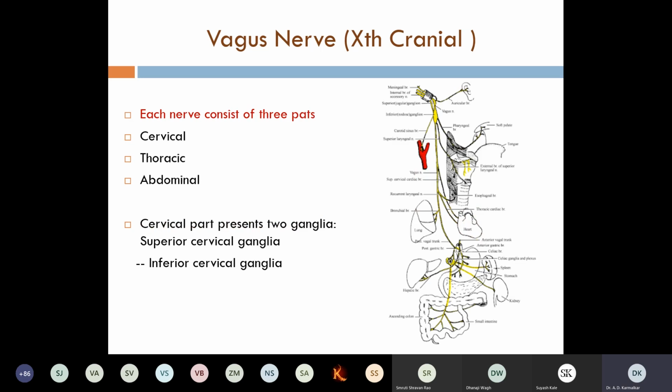Okay. So already we have seen the functional components. When we write the functional component, you should be able to write all the different components here. Likewise, for the vagus nerve, we'll now describe it in three parts: cervical, thoracic, and abdominal. That will become easy for us to describe. Now there's a diagrammatic representation given here.